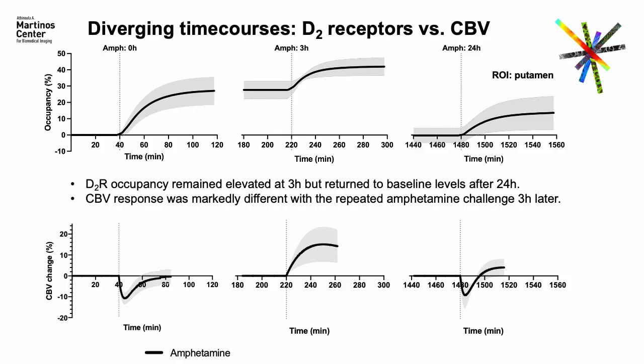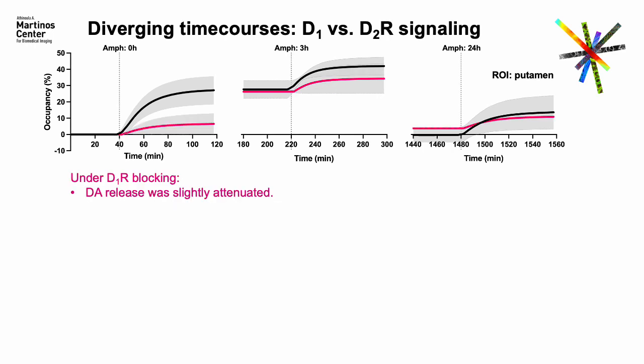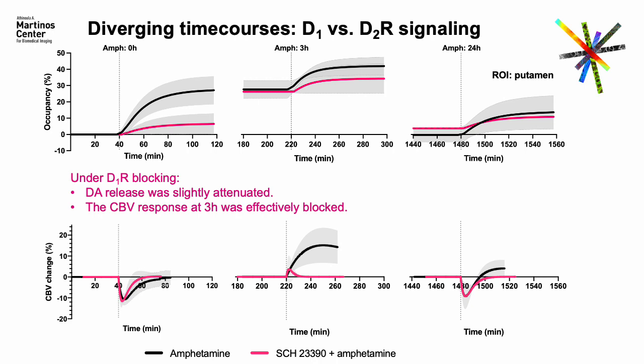If we look at the dynamic time courses here, we can see that dopamine receptor occupancy remains elevated at 3 hours, but returns to baseline levels after 24 hours, and the CBV response is markedly different between 0 and 3 hours. If we then give a D1 receptor blocker, we can see that dopamine release is slightly attenuated, but most importantly, we find that the CBV response at 3 hours was effectively blocked, suggesting that this is really D1 driven at 3 hours.